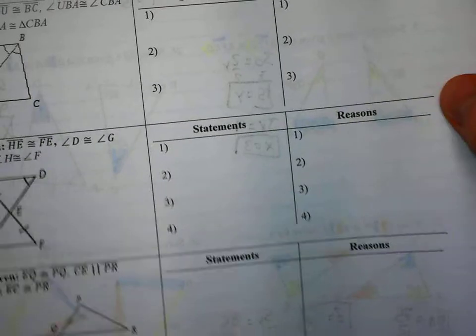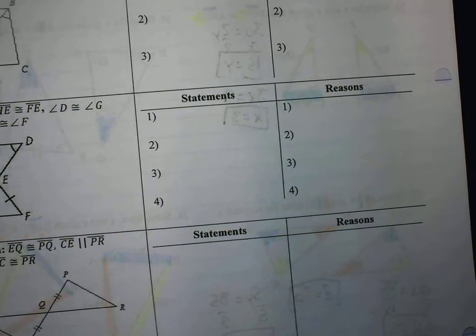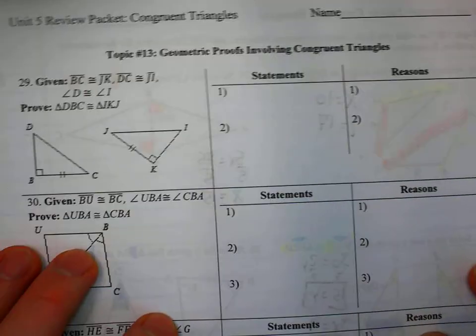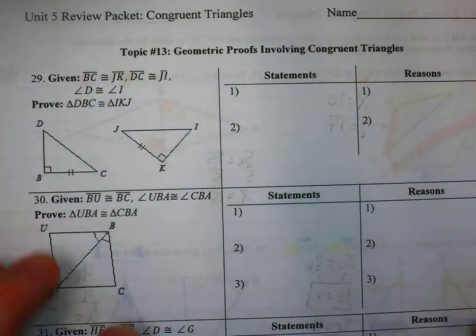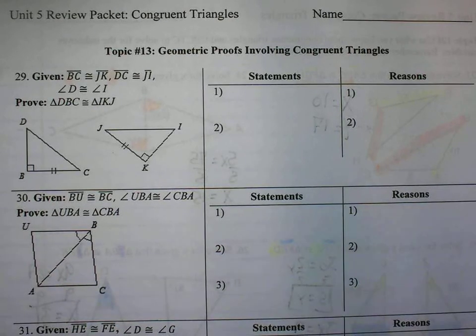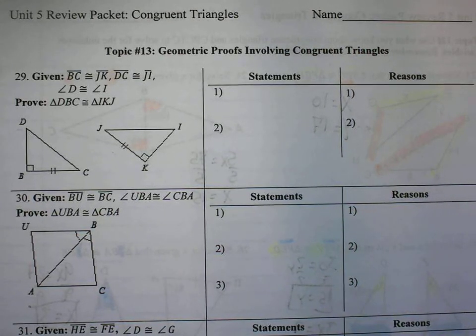The last part of Unit 5 is proofs involving congruent triangles and CPCTC. In general, every proof has the same element to it. The first thing you will always do in a proof, of course after stating the given, is try and show that the two triangles are congruent. In a CPCTC proof, we move on from there by showing that because the two triangles are congruent, it means the corresponding parts must be congruent.